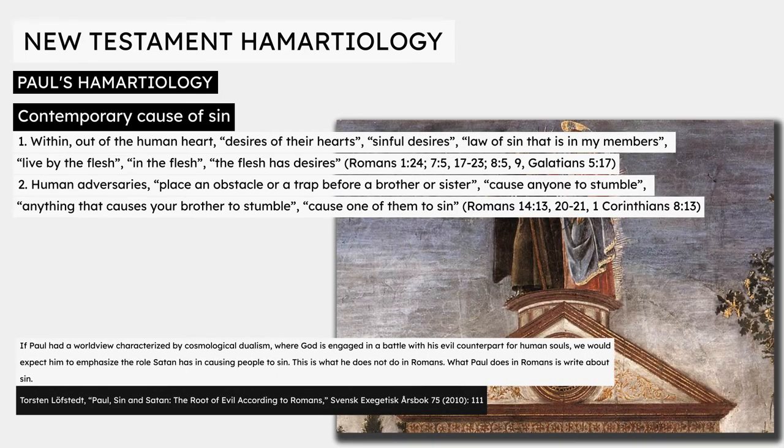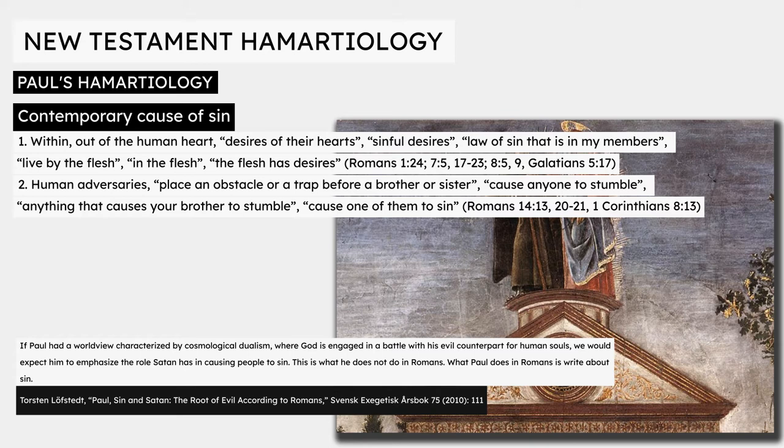Lofsted's conclusion on this point is worth quoting in full. He says, quote, "If Paul had a worldview characterized by cosmological dualism, where God is engaged in a battle with his evil counterpart for human souls, we would expect him to emphasize the role Satan has in causing people to sin. This is what he does not do in Romans. What Paul does in Romans is write about sin," end quote. This is a fact for which forensic dualism has considerable explanatory power.